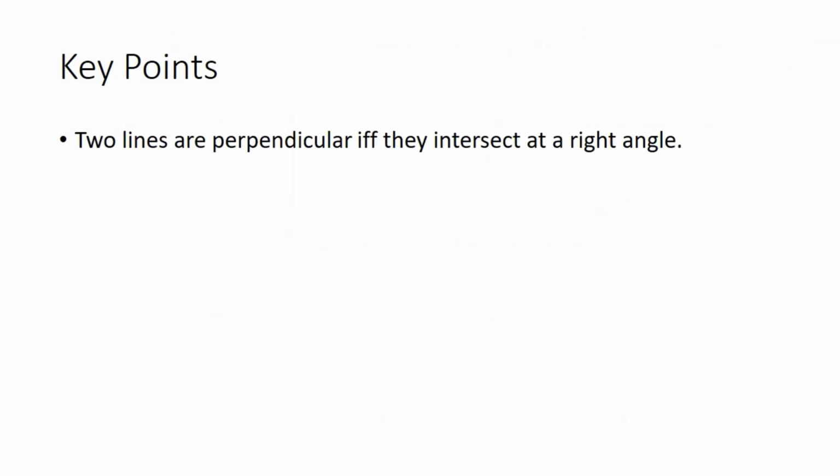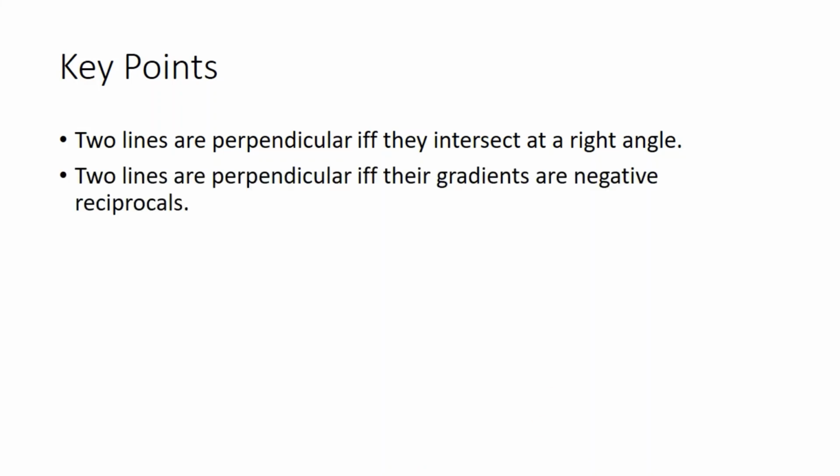Okay, so the key points from this video. Two lines are perpendicular if they intersect at a right angle. Two lines are perpendicular if their gradients are negative reciprocals.